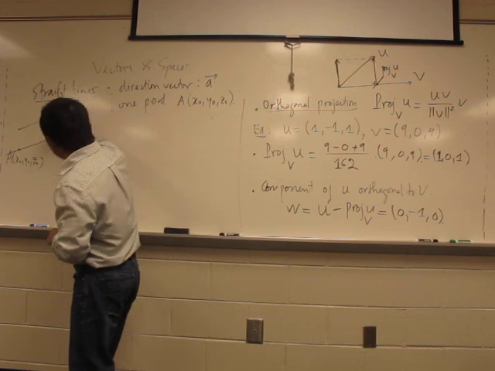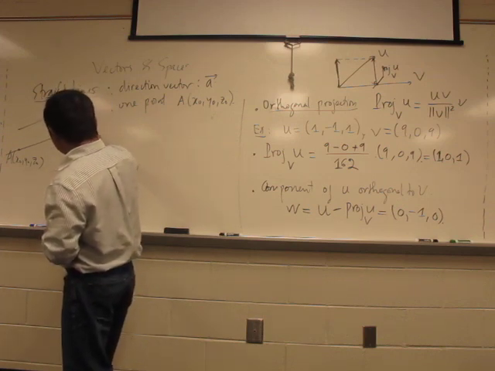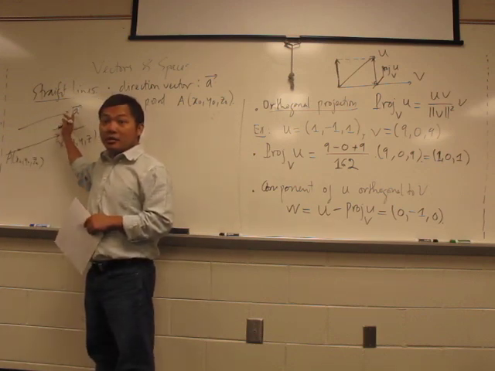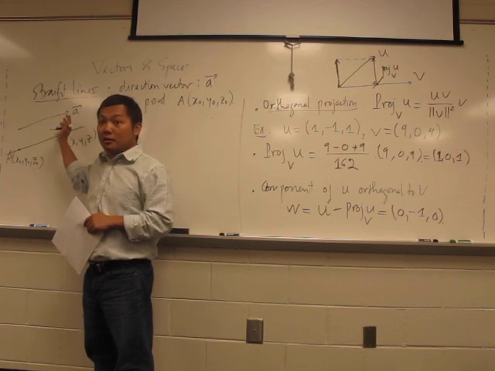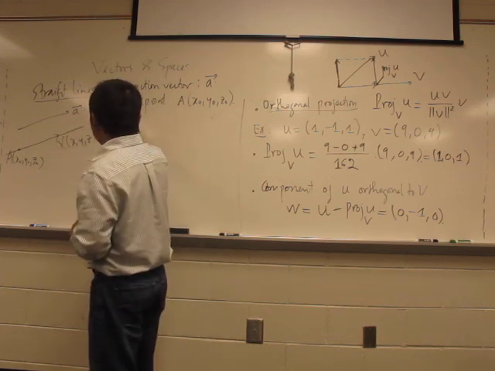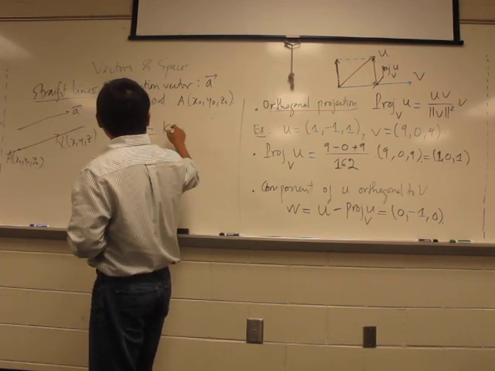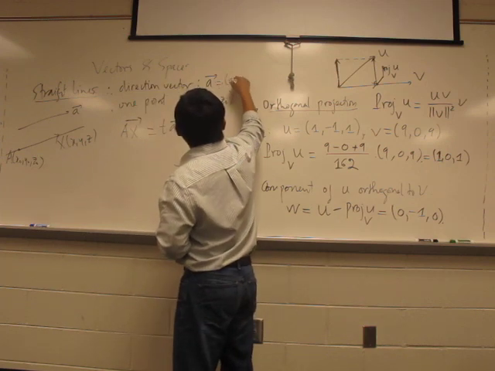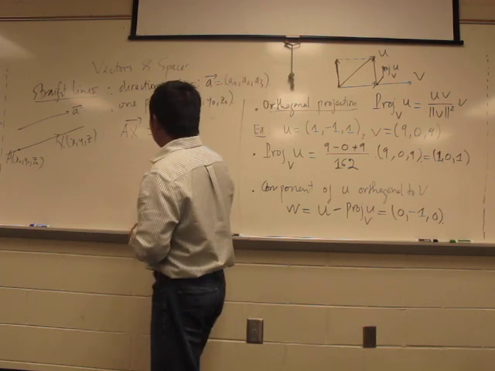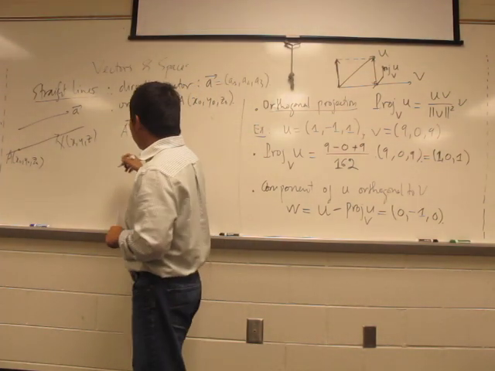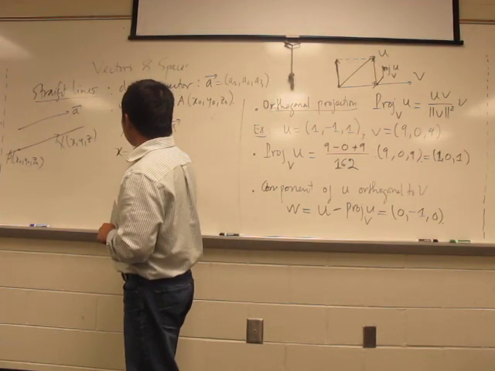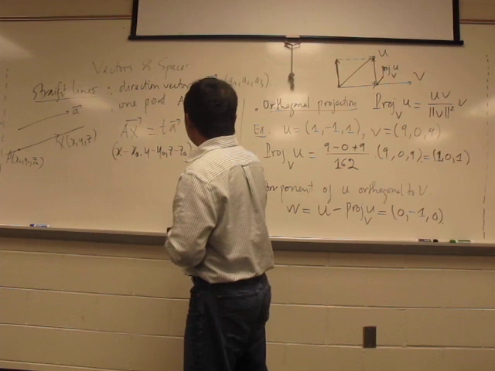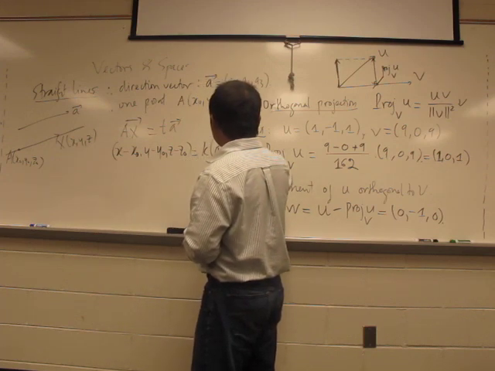So how to write the equation? If you pick any point (x, y, z) on the line, then the vector from the fixed point to it is parallel to A. That means they are scalar multiples of each other. So I write the equation of the straight line as the vector equal to kA, or sometimes tA, where A is (a1, a2, a3). Expanding, you get (x minus x0, y minus y0, z minus z0) equal to k(a1, a2, a3).